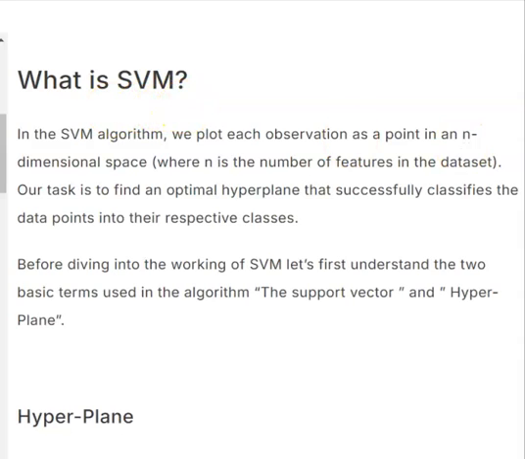So what is SVM? Imagine you have two types of fruits like apples and oranges, and you want to draw a line on a paper to separate them. So SVM is an algorithm that does this for you, finding the best possible line to divide it.